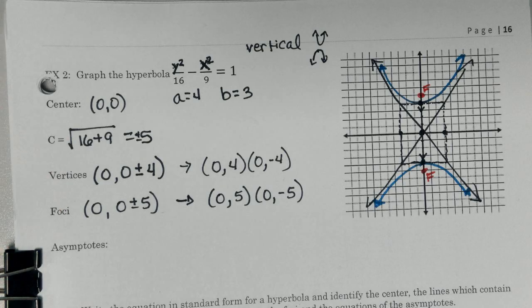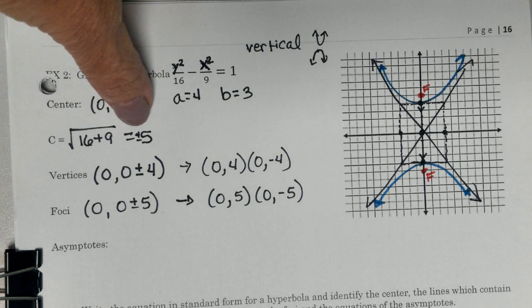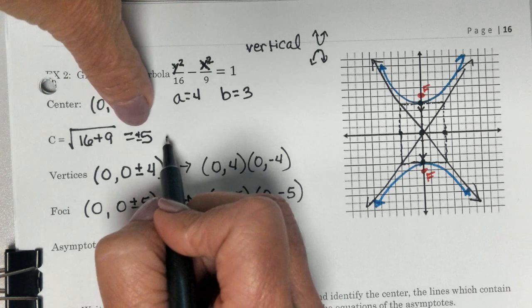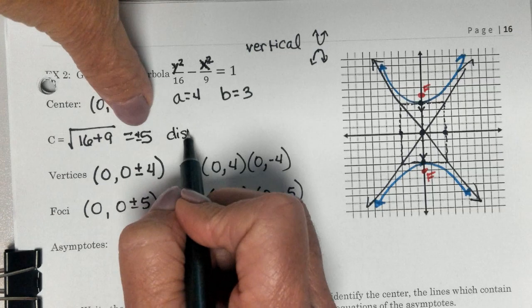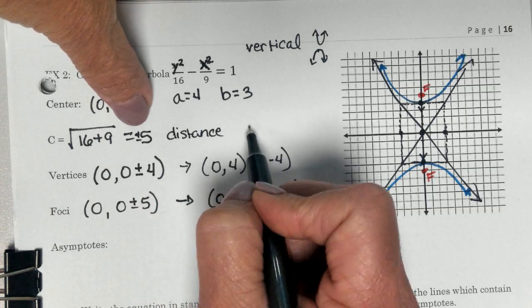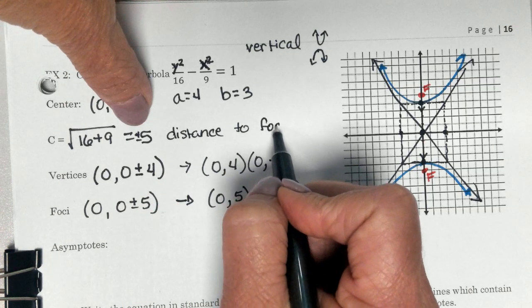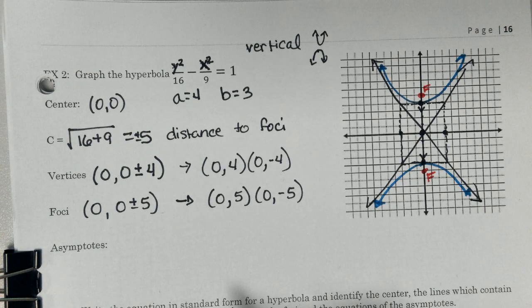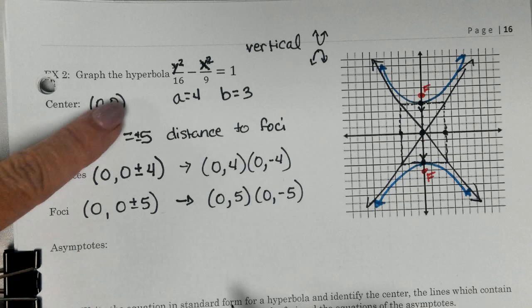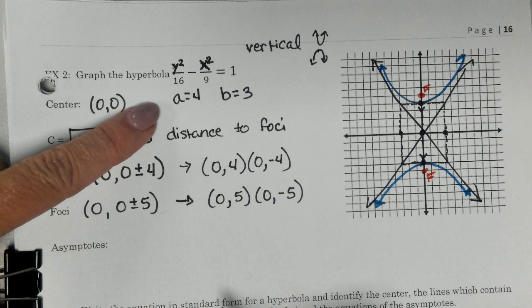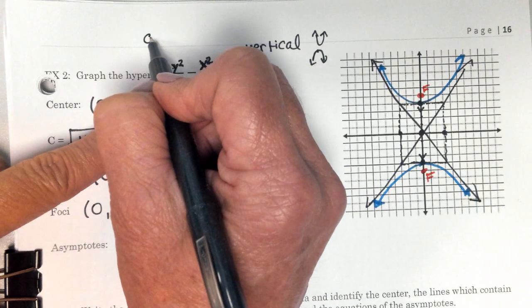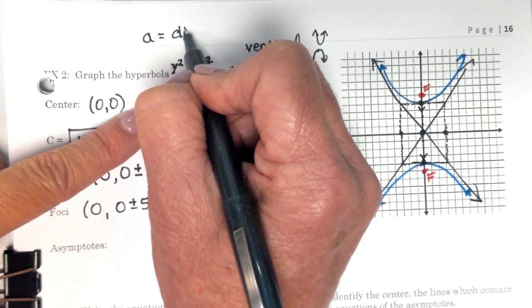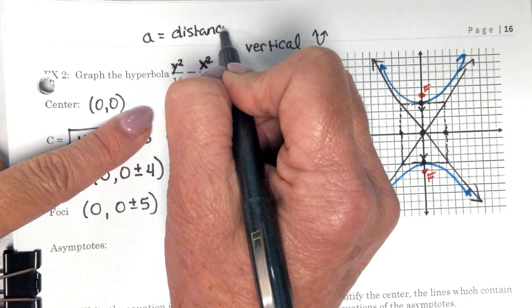And if it helps, by this C value right here, I want you to write distance to foci. And if it also helps, for this one right here, put A equals distance to vertices.